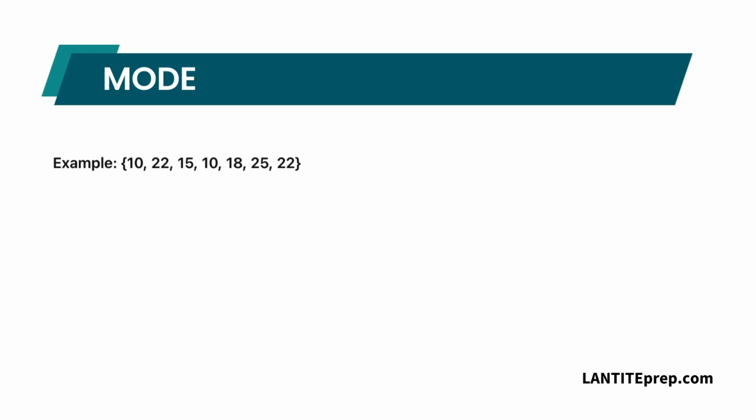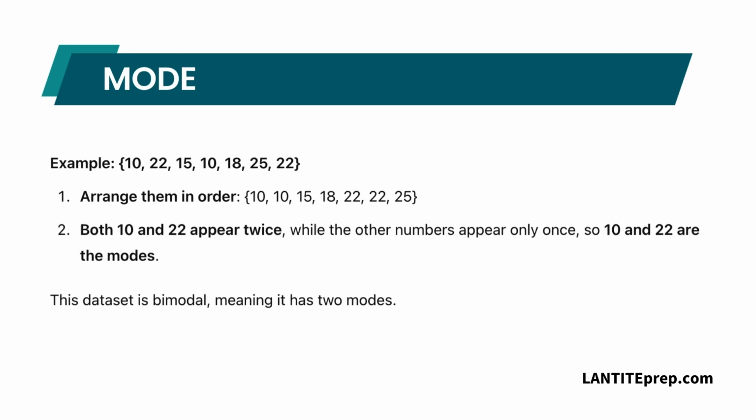Great. So first we need to arrange the numbers in smallest to largest order. Then we need to identify which numbers appear most frequently. This example shows that both 10 and 22 appear most. So this data set has 2 modes, which we call bimodal.